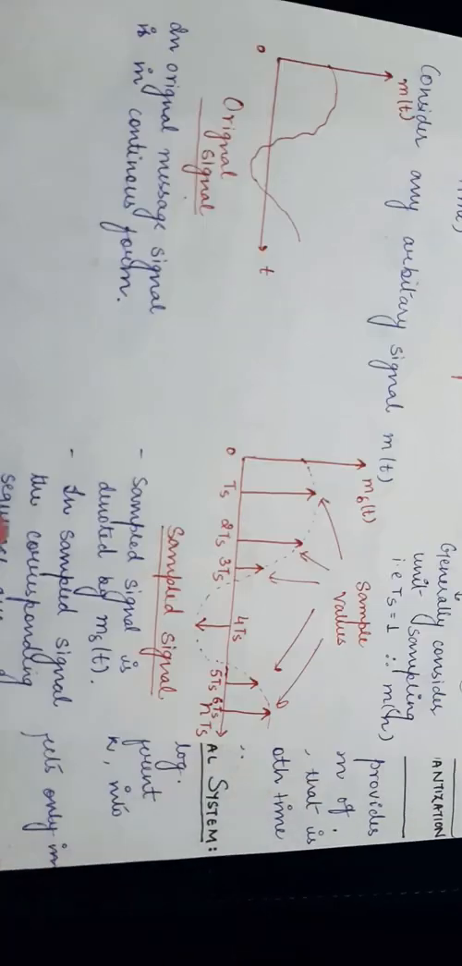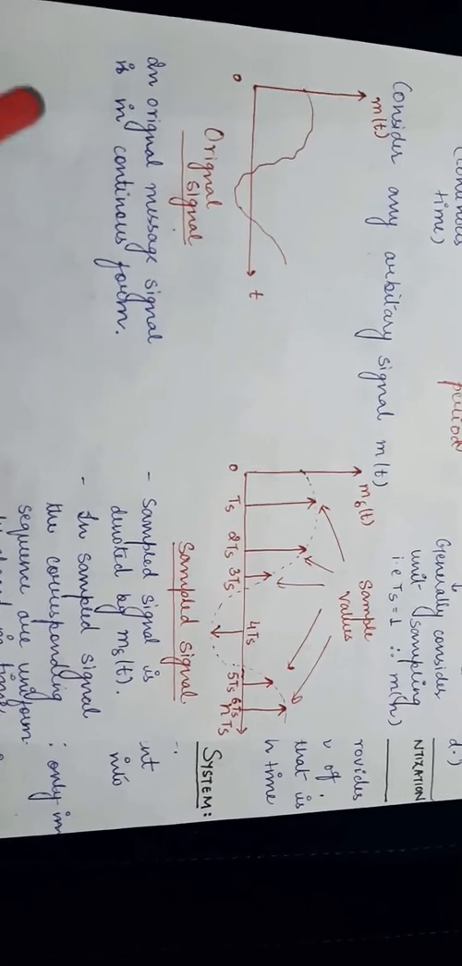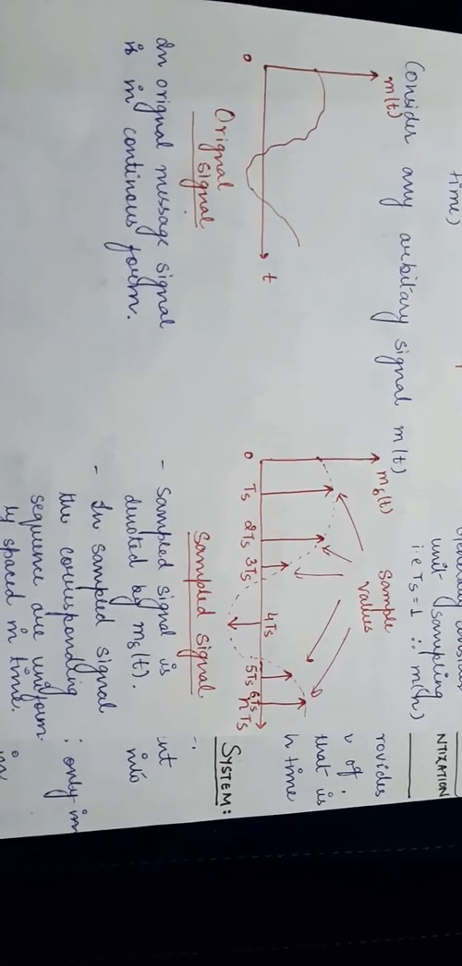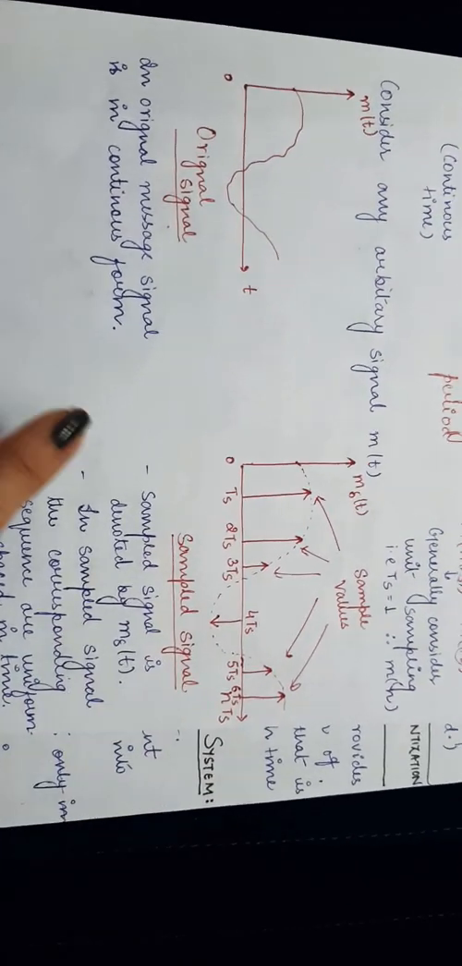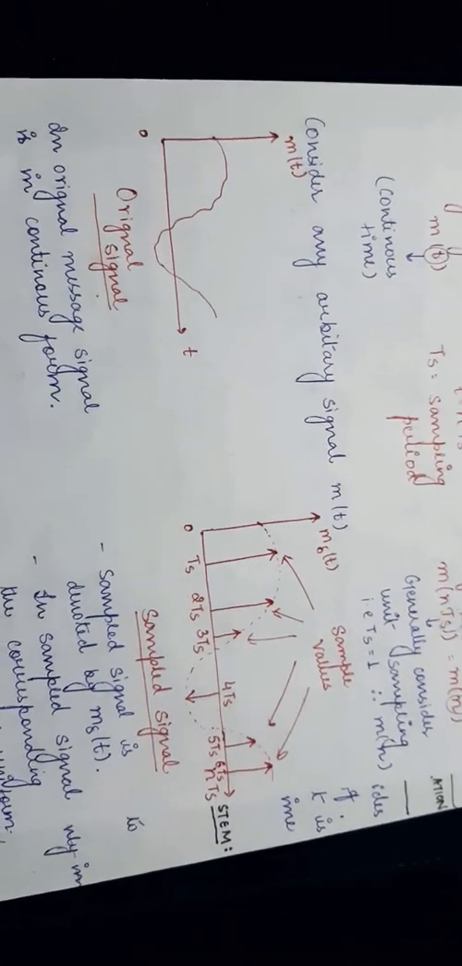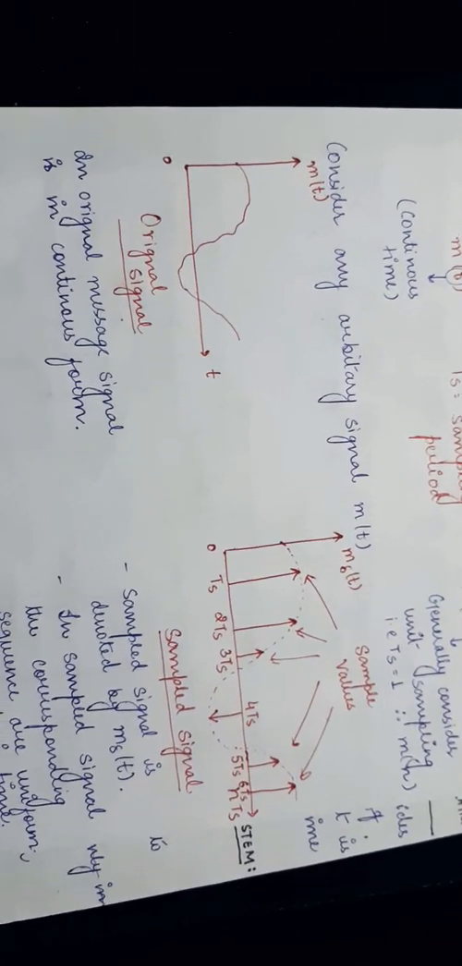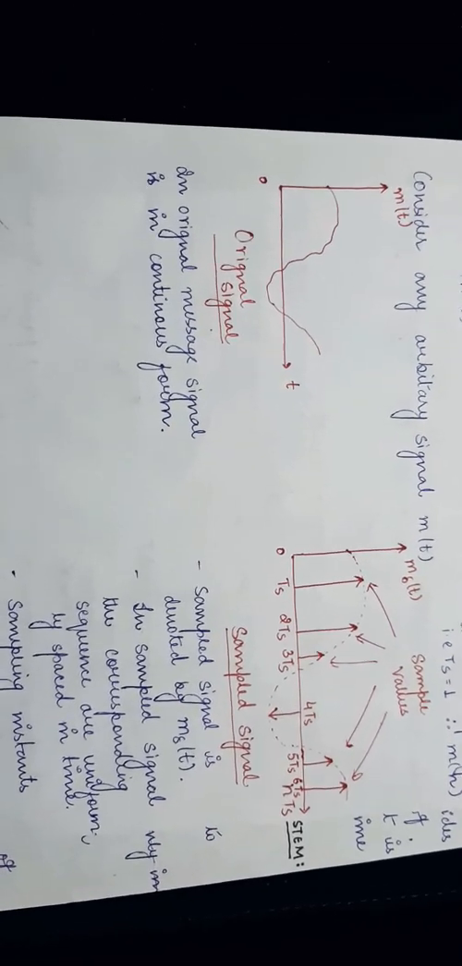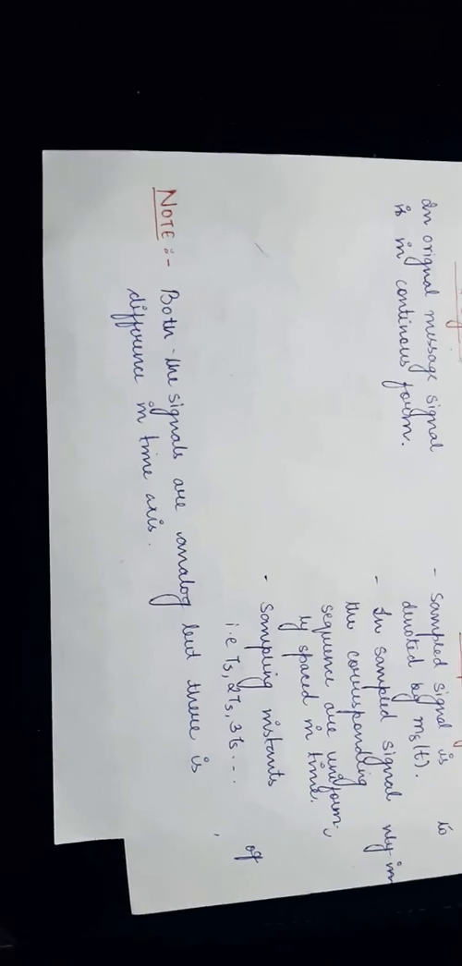Now considering any arbitrary signal m(t), here we consider a message signal which is in continuous form. After sampling we will see it in discrete form, denoted by m delta(t). In the sampled signal, the corresponding samples are uniformly spaced in time. So the sampling instants are Ts, 2Ts, 3Ts and so on. We note a point: both the signals are analog, but there is a difference in the time axis.